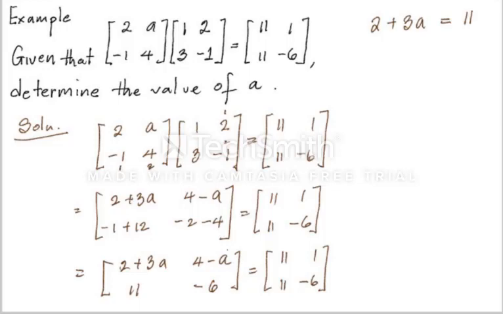So let's solve this simple equation for A. Positive 2 goes over and becomes negative. So we have 3A is equal to 11 minus 2. 3A is equal to 9. Then divide both sides by 3. A would be equal to 3. All right.